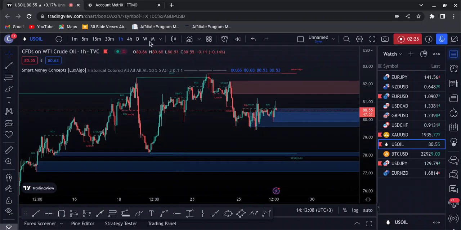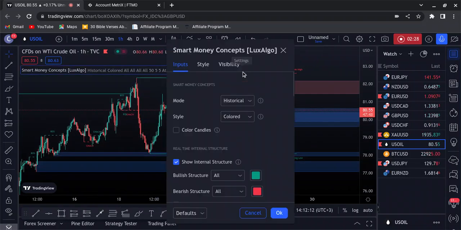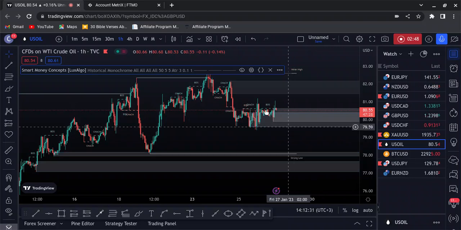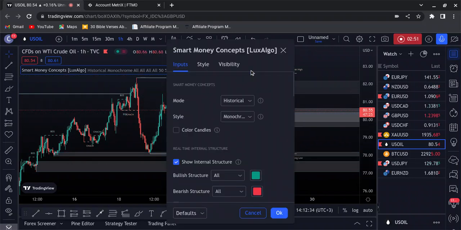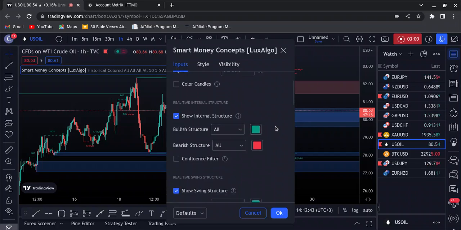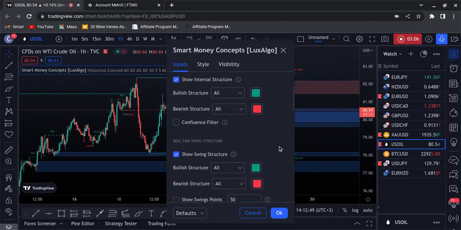Now let's go to the settings here. You can modify these according to what you want. For instance, if you want to only look at the present data and you don't want to consider zones from way in the past, you can add this. You can also choose monochrome, which gives all the zones the same color. Let's keep it at colored. Then, if you know your bias is bullish, you can choose to show only bullish structure, or only bearish.